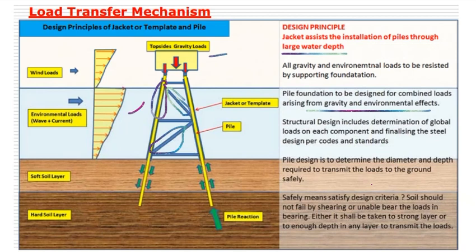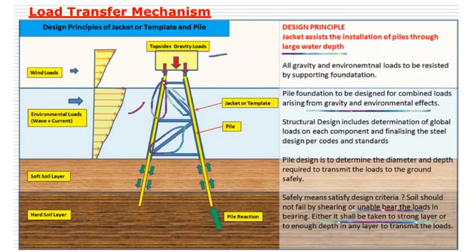Pile design is to determine the diameter and depth required to transmit the loads to the ground safely. So we need to find out what diameter of pile is required to transfer the loads safely, which means it has to satisfy the design criteria. Piles should not fail by shearing or be unable to bear the loads. It should not have any punching failure.